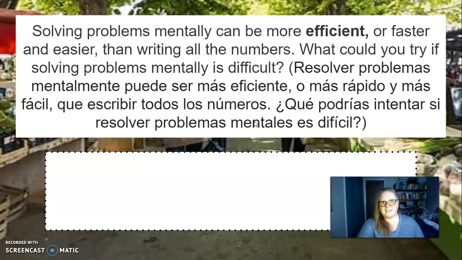Solving problems mentally can be more efficient, or faster and easier, than writing all the numbers. What could you try if solving problems mentally is difficult? So let's say you had a hard time in that previous problem. What could you do to help you if solving something mentally is hard? And put your suggestion down here.